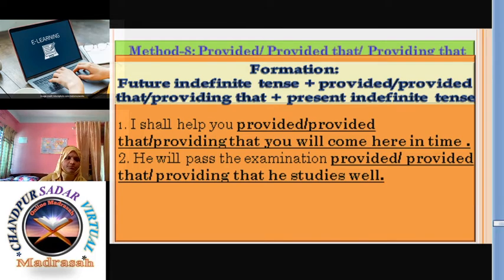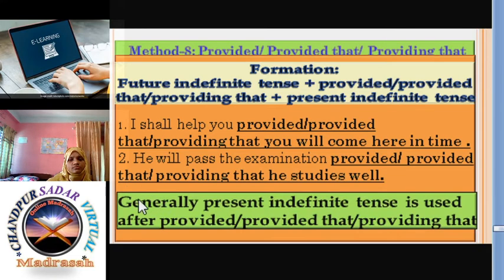More options. He will pass the examination providing that he studies well. That means future and present. Clear, my students? Here also future, then present, future. Here future and present. So generally present indefinite tense is used after provided that, providing that. So there can be present indefinite or future indefinite. Both are correct.